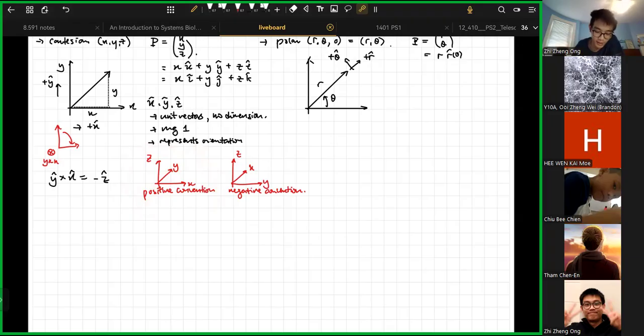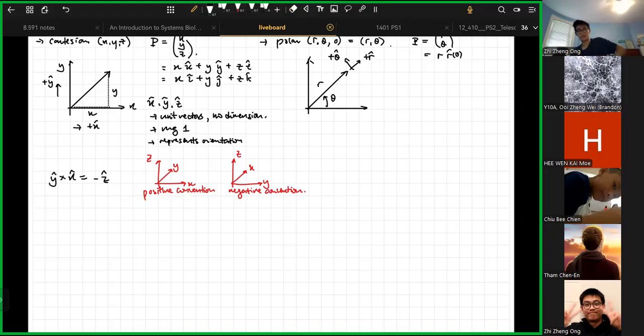This is not wrong. I'm just saying I'm not used to it. Frankly speaking, just stick with one, and many textbooks use the one on the left. So yeah, cross products. Any questions on that? We all know how to write cross products. Okay.